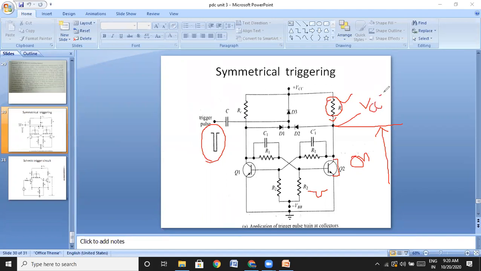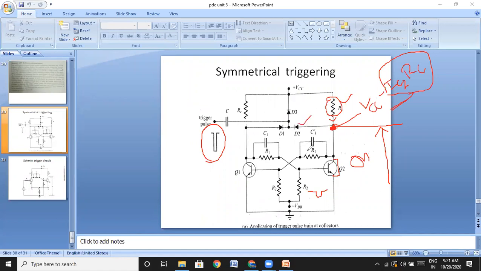The voltage at this point is our applied voltage VCC minus IC2 into RC, if it is the second transistor. This drop will be more because the collector current IC is high, since it is a short circuit. Therefore we have VCE sat here, around 0.2 or 0.3 volts in a practical case. Ideally you can take it as 0. So this voltage is very minimum, ideally 0.